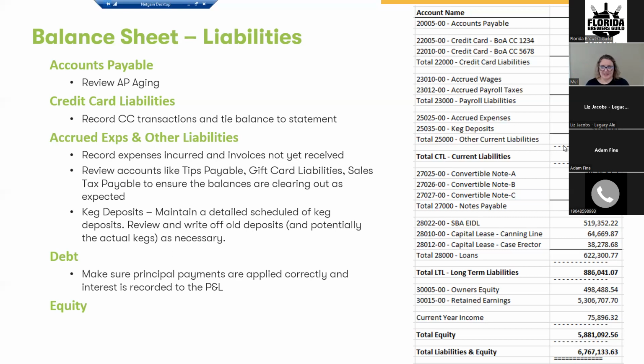And I put equity on here. Generally, equity doesn't change too frequently. If you are changing your equity, then you probably have something bigger going on, or somebody's putting in additional funds, and depending on the structure of your company, it can get really complicated. So generally on a monthly basis, nothing to review there.